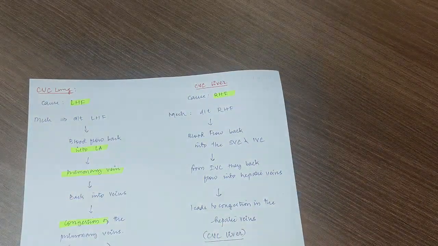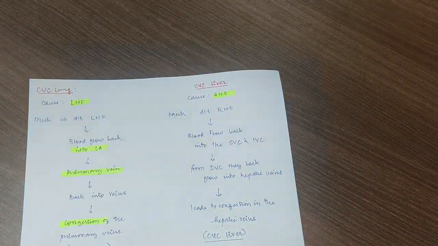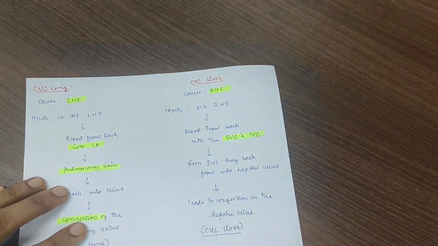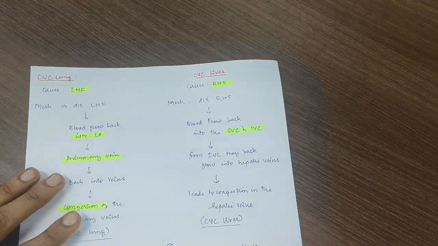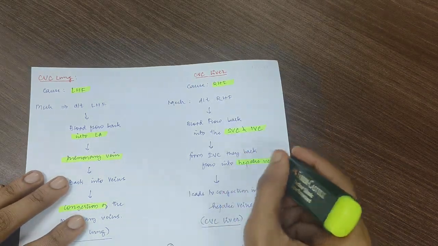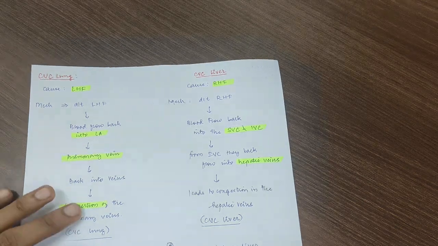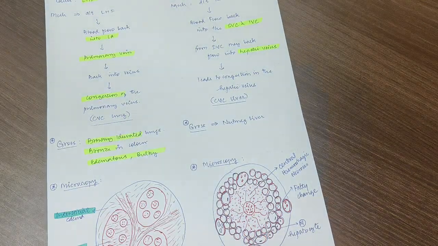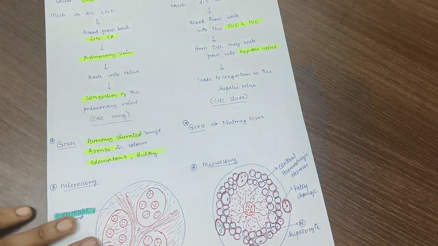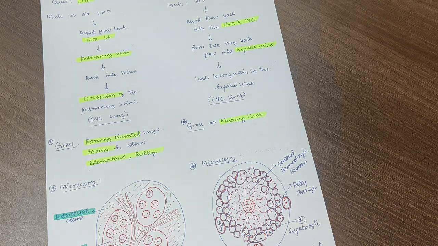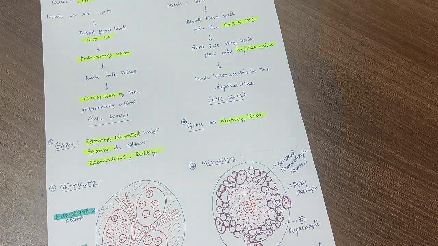Whereas in CVC liver, what is the cause? It is right heart failure. Because of right heart failure, there is a backflow of blood into the systemic circulation, that is the superior vena cava and the inferior vena cava. From the inferior vena cava, the blood goes back into the hepatic veins. After coming back from the hepatic veins, it gets congested inside the liver, and that will lead to chronic venous congestion of the liver. So how does it look in the gross? It will have a nutmeg appearance, that is alternating dark bands and white bands. The dark band indicates congestion, whereas the white band indicates normal liver or a reduced blood supplied area.